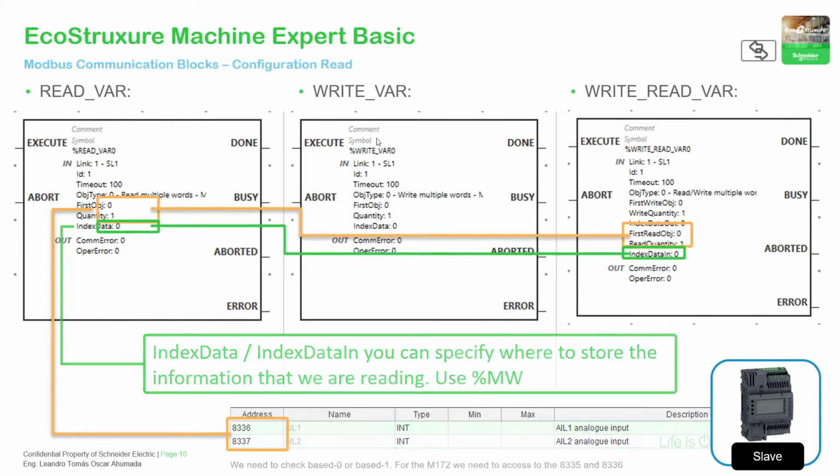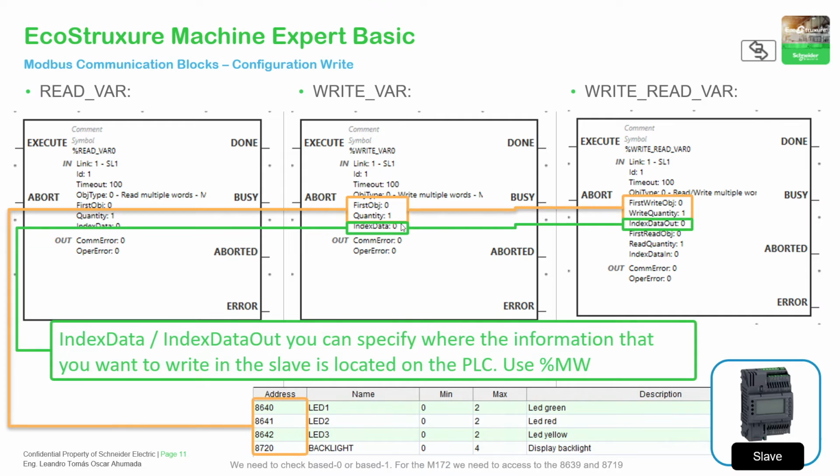Now, what is missing is the write bar. You can see it's similar to the other one: the first offset, the amount of registers or addresses that I want to write, and then the location where I can read the data and then send it out to the PLC.